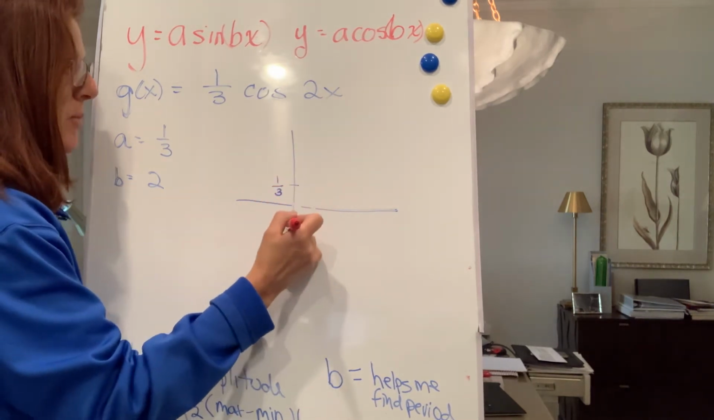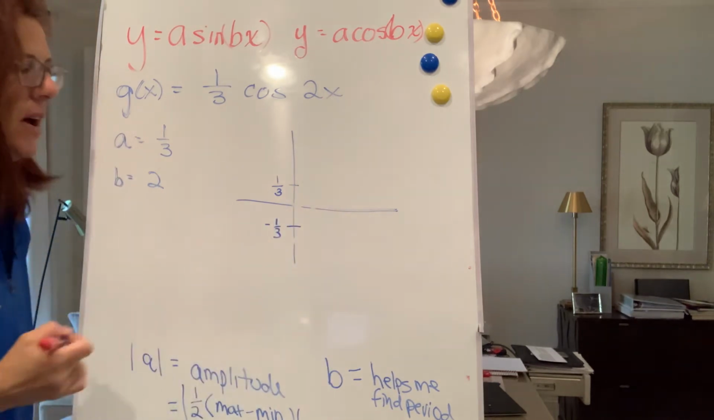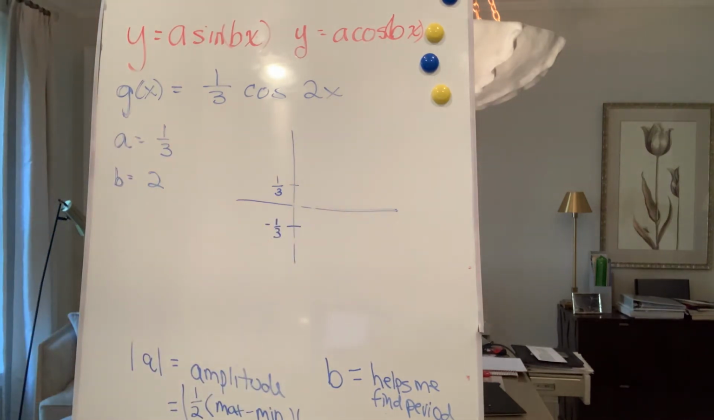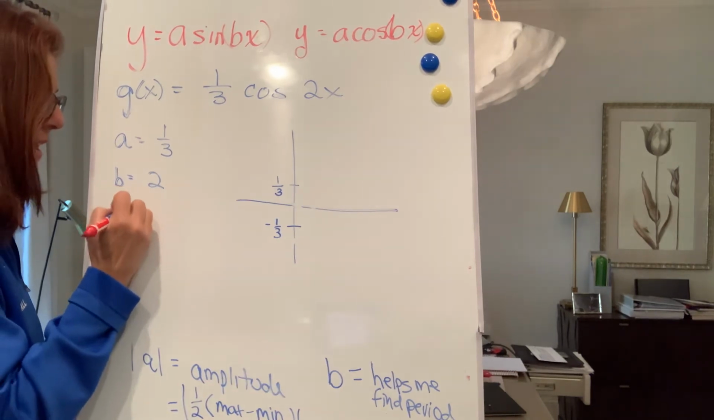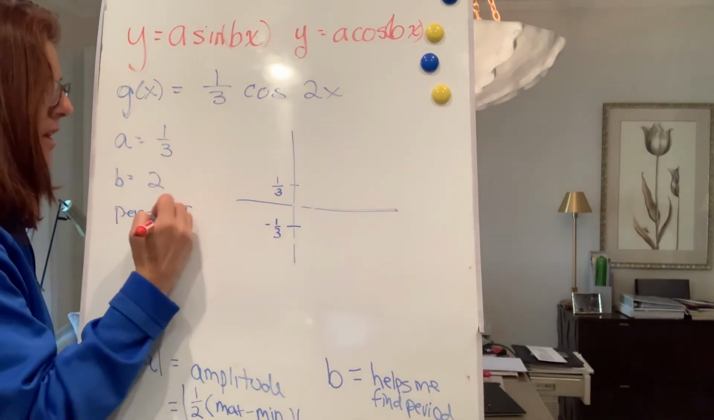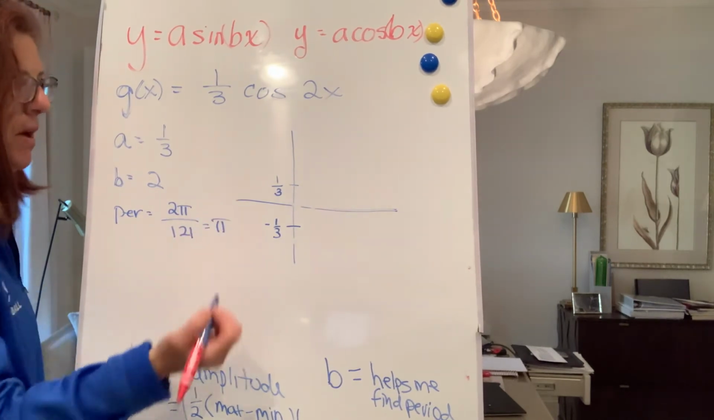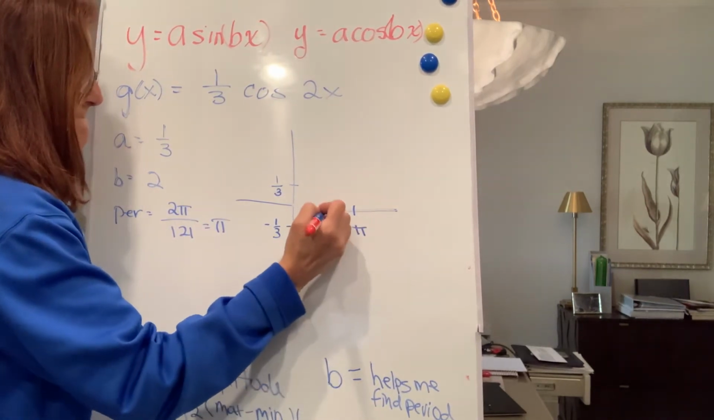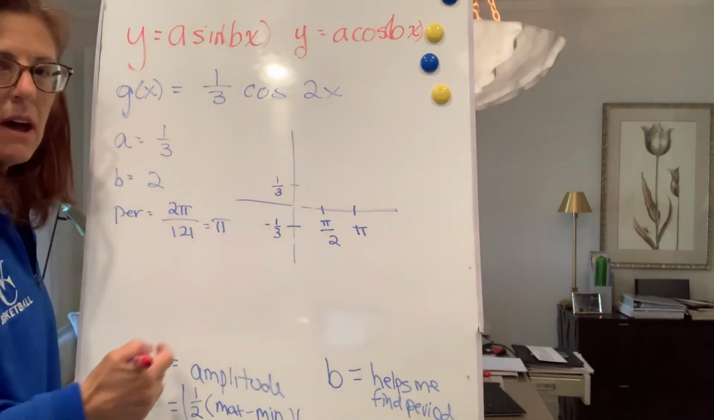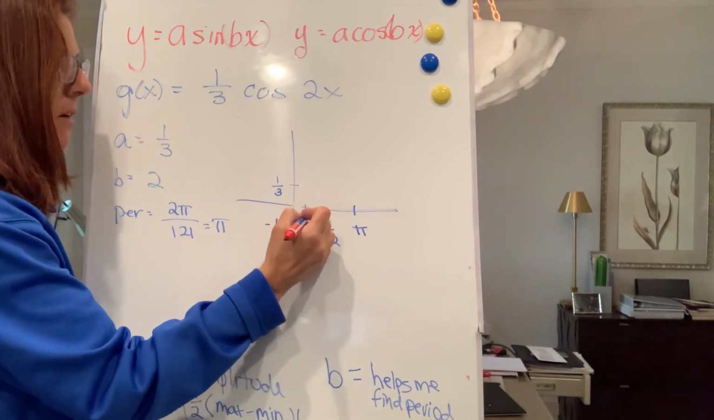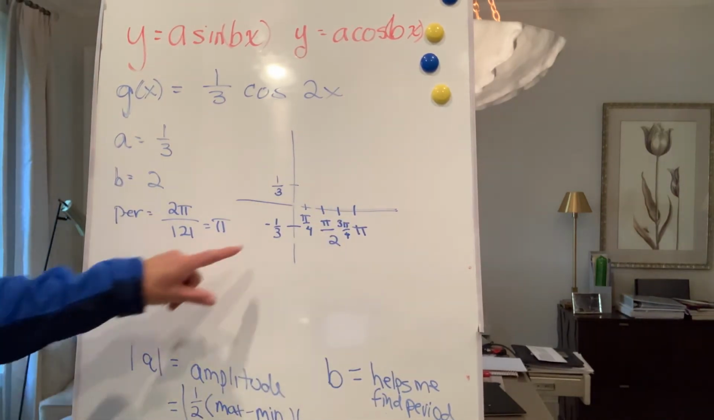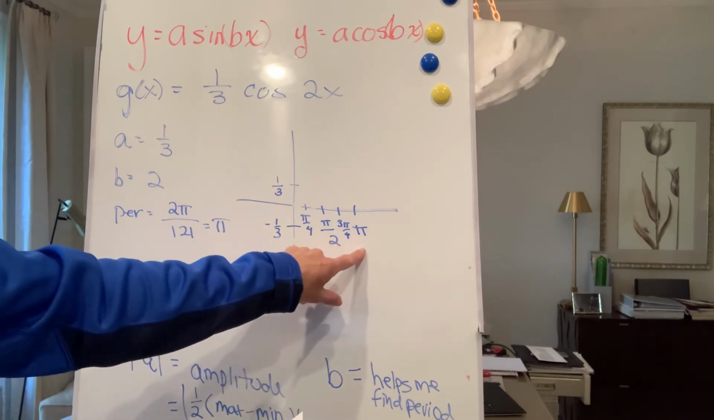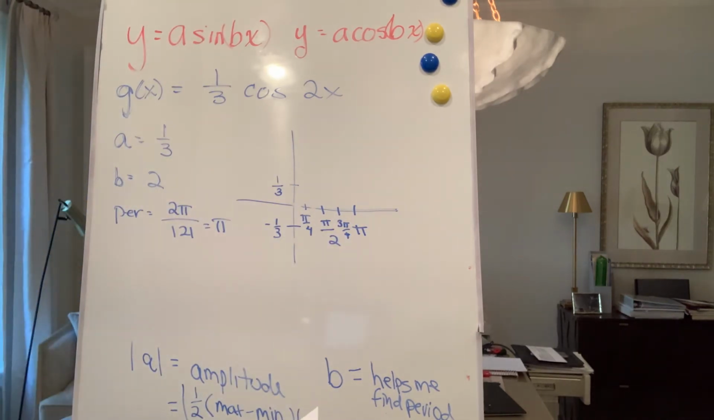Since we're not shifting this up or down at all, that tells me that my graph is going to come between 1/3 and -1/3. All right, b is 2, so we're going to have the same period as we had last time. Period is 2 pi over the absolute value of 2, which equals pi. So again, I'm going to break the pi into 4 equal sections. So that's pi over 4, pi over 2, 3 pi over 4, pi. Okay, that would be 4 equal sections.